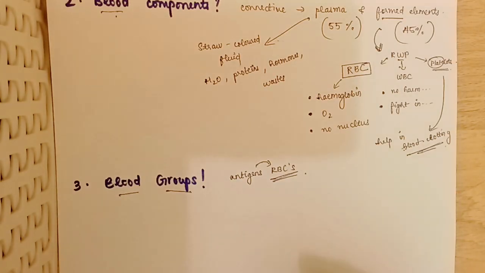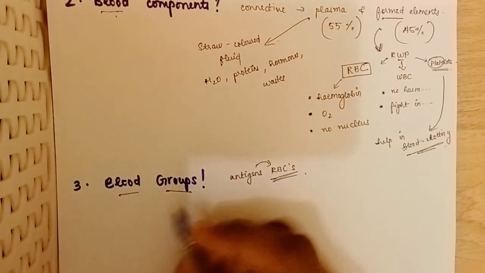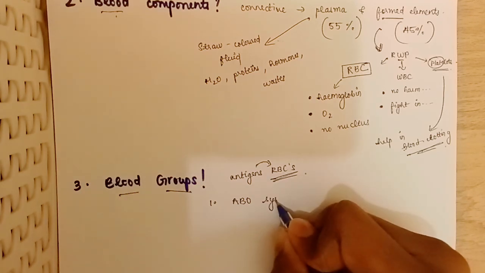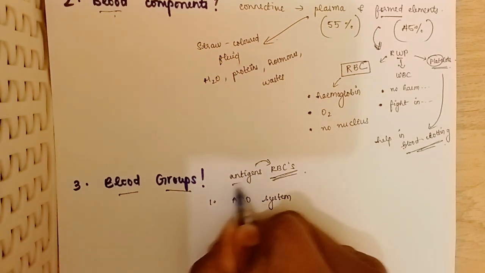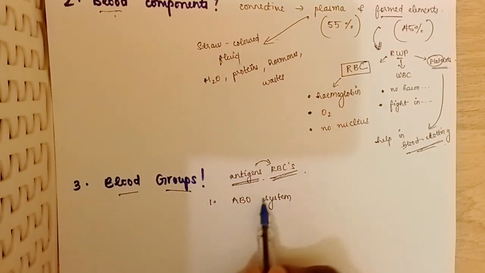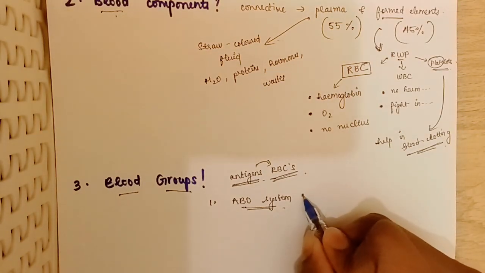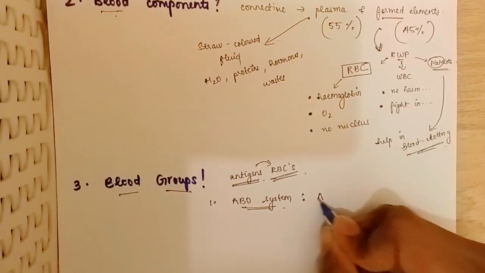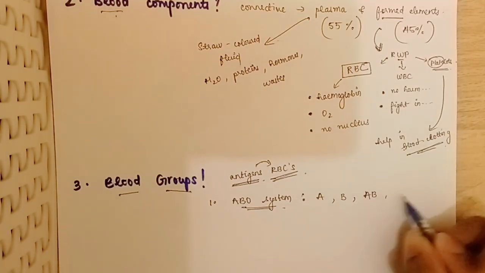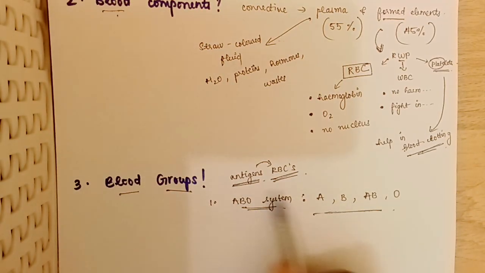Now, there are two blood grouping or two naming systems for blood. Number one is the ABO system. Now, if you're wondering what the antigens are, I'll be discussing that as well in another video. So let's go to blood grouping, that is ABO system. So in ABO system, blood is named as A, blood group A, blood group B, blood group AB, and blood group O. This is the main classification in ABO system.